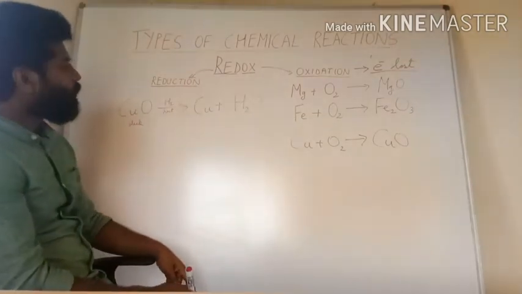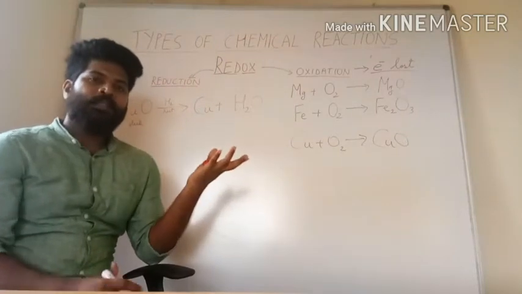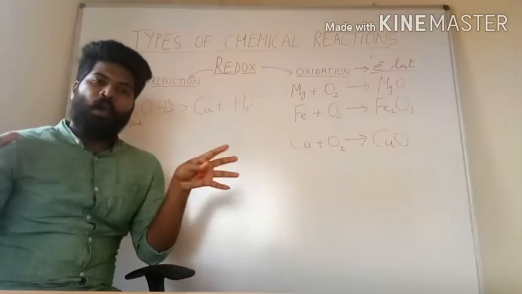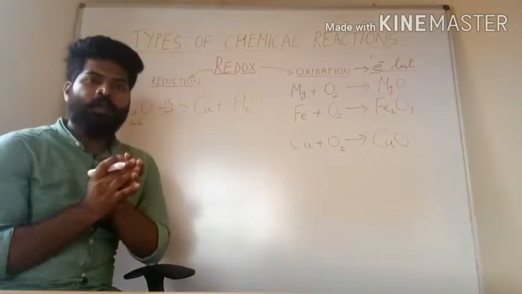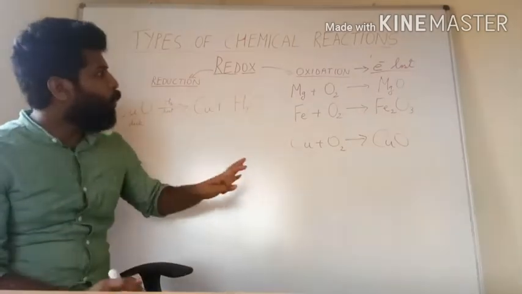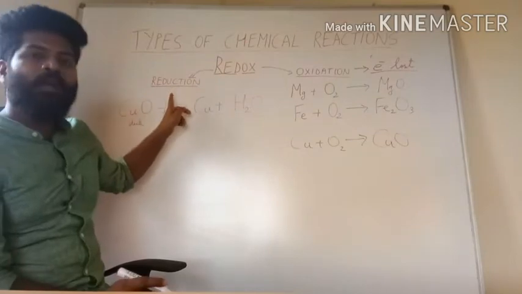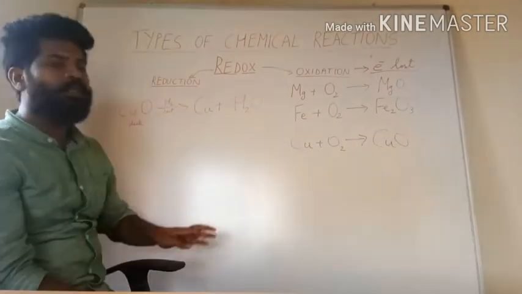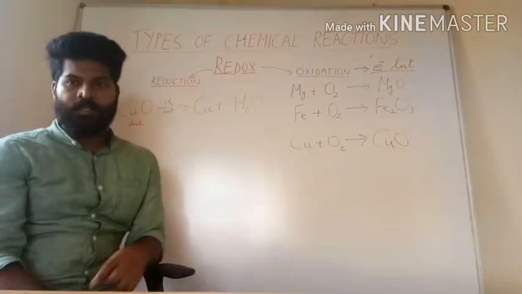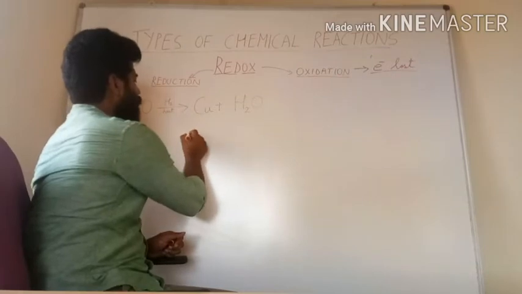So now, in nature, oxidation and reduction reactions usually occur together, they occur simultaneously, and when both oxidation and reduction reactions take place simultaneously, such chemical reactions are called redox reactions. Very simple.